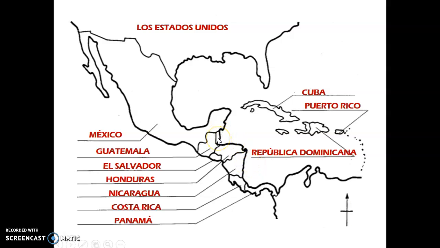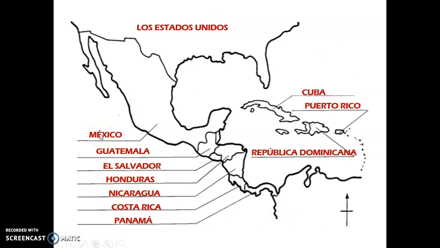Now, you can see that this country here is not identified, Belize, because they speak English. Jamaica is not identified because they speak English. Haiti, which is next to the Dominican Republic, speaks French. So those aren't identified because they don't speak Spanish.